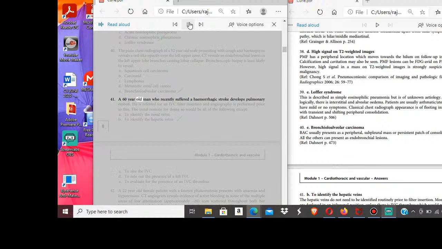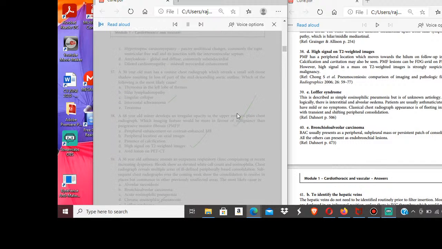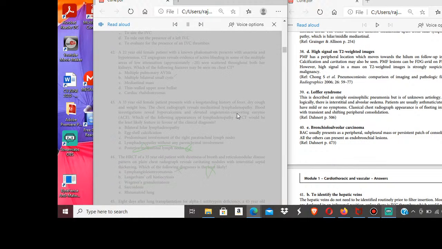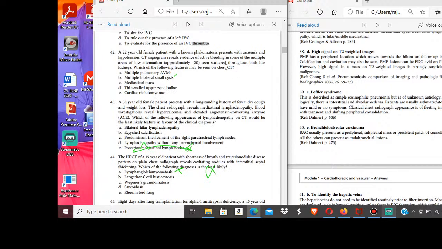19. A 60-year-old man who recently suffered a hemorrhagic stroke develops pulmonary emboli. He is referred for an IVC filter insertion, and angiography is performed prior to this. The usual reasons for doing so would be all of the following except: A. To identify the renal veins. B. To identify the hepatic veins. C. To size the IVC. D. To rule out the presence of a left IVC. E. To evaluate for the presence of an IVC thrombus.